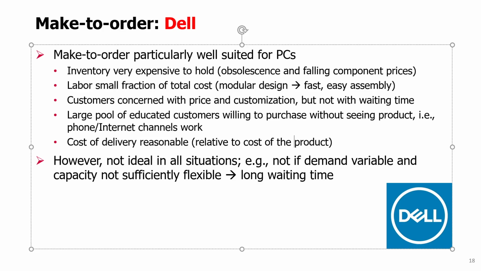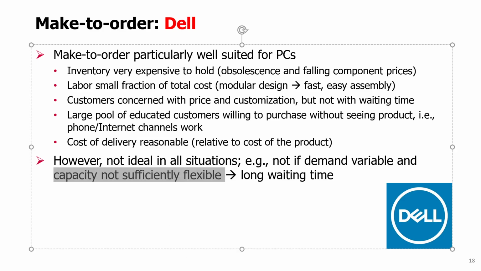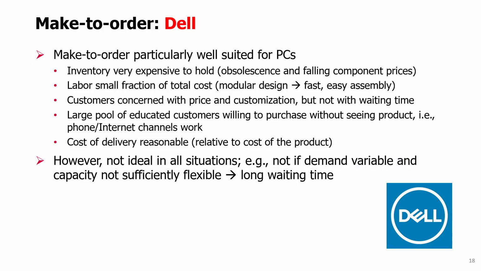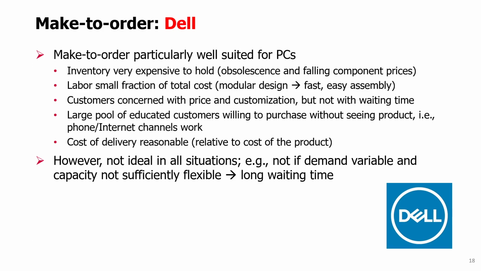However, this make-to-order system is not ideal because, for example, Dell can experience a very high variability of demand. And because of this, if it doesn't have sufficient capacity, the waiting times might increase. So, for example, imagine that you order a PC from Dell and maybe shipping delay is just 2 days, but production delay from the moment you order to the moment the PC is assembled might take 10 or 20 days, and you might then be concerned with a very long waiting time, and you might actually decide to cancel the order. So there are problems with this approach.